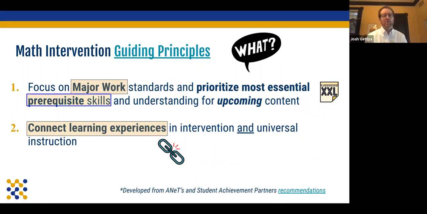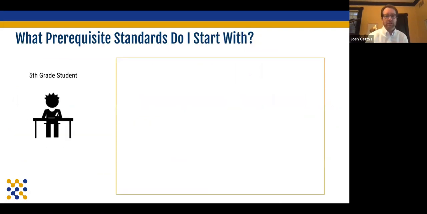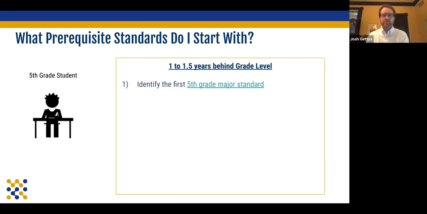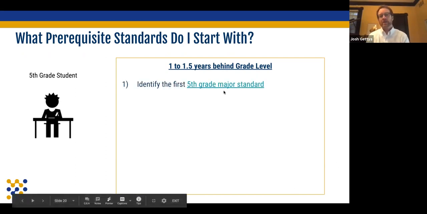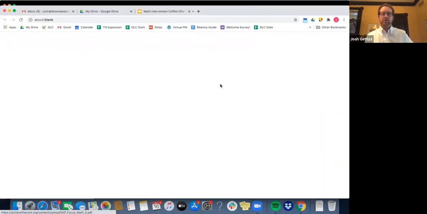So how do you find the prerequisite skills? Because this is the hard part. And clearly the further back a student is from grade level, the harder it becomes. So we're going to give you 2 scenarios, one that's close to grade level and one that's further back. So we've got a 5th grade student. This student's a year to a year and a half behind grade level. We're not quite sure. So the first thing I need to do is say, all right, what standard am I focusing on? So I click on this document.